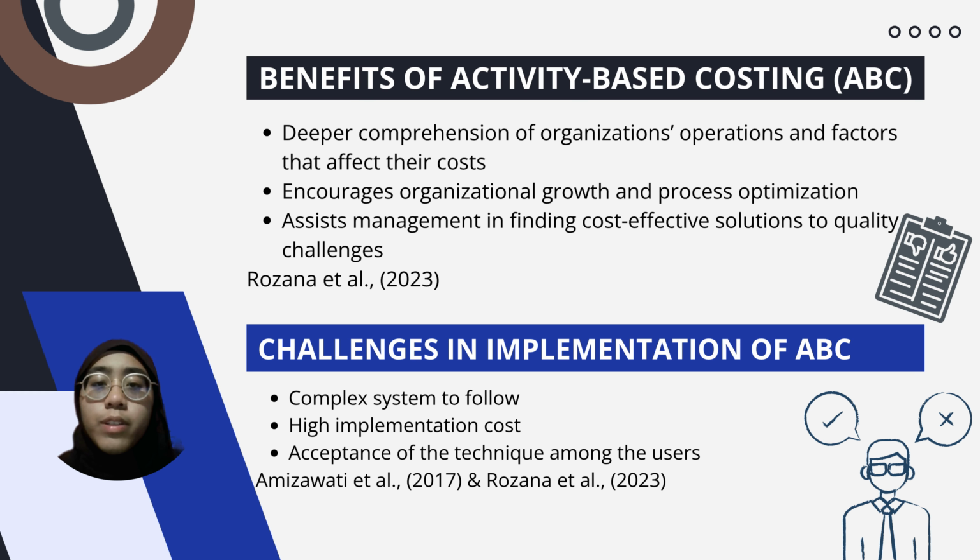Next, we will discuss the benefits of using activity-based costing (ABC) in the public sector. First, deeper comprehension of organization operations and factors that affect their costs. ABC is an efficient tool for monitoring resource-related expenses and activities. It enables organizations to understand how resources are allocated across departments and activities, resulting in a deeper understanding of their operations and the factors that drive costs. With this information, management can improve their decision making at both the operational and strategic levels.